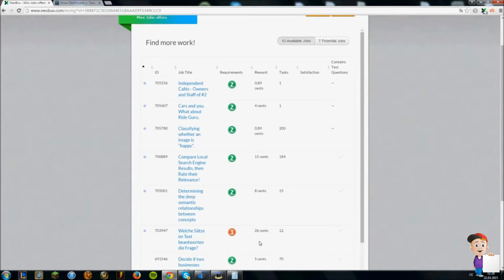Typical mini jobs are searching for names, identifying articles, verifying websites, or filling in some surveys. Yeah, so these are the typical mini jobs. And you have to answer every question correctly on mini jobs if possible, because if you don't get the expected accuracy, you won't get the money.